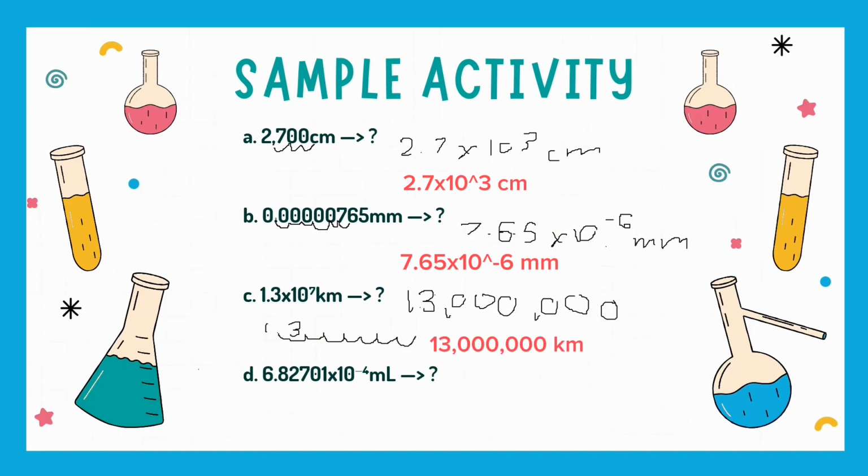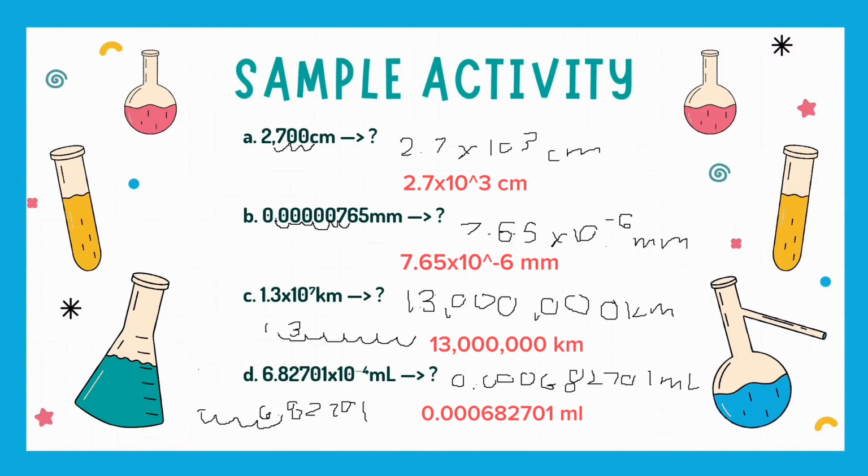Lastly, for letter D, we have 6.82701 times 10 raised to negative 4 milliliters. Since the exponent is negative, we will be moving the decimal point from right to left. Starting from the decimal point, we will be moving 4 places to the left. 1, 2, 3, 4. We will be moving the decimal point here, giving us 0.000682701 milliliters. And that would be the end of our discussion about scientific notation.